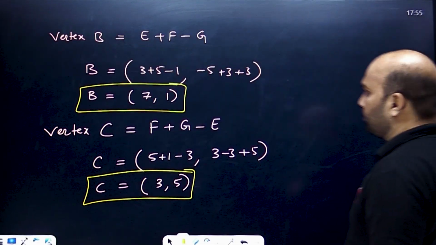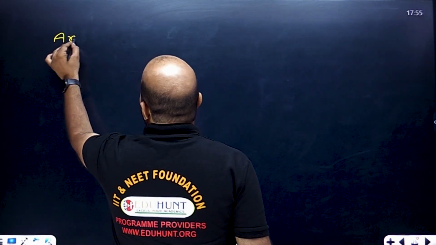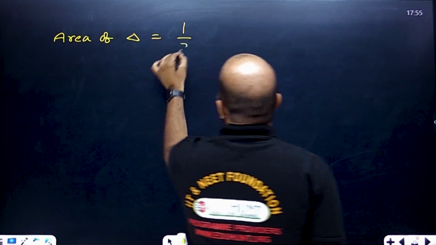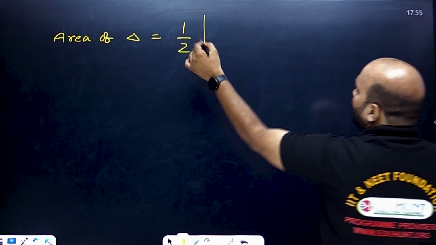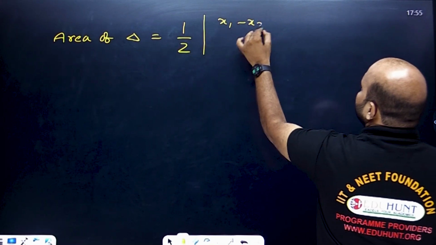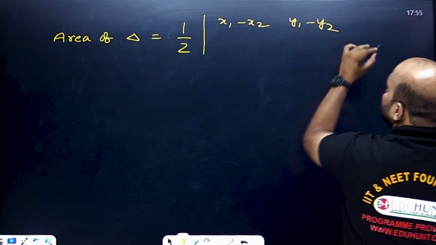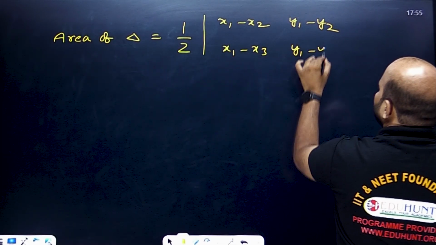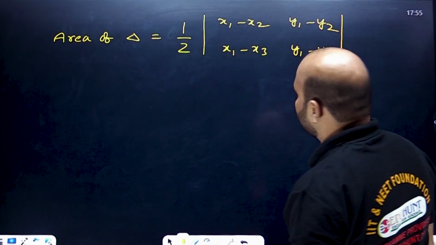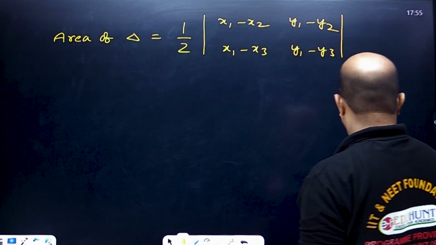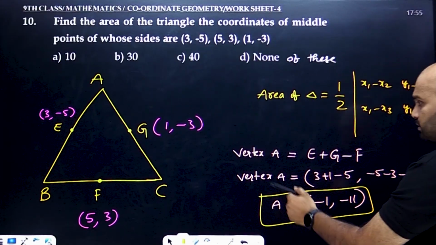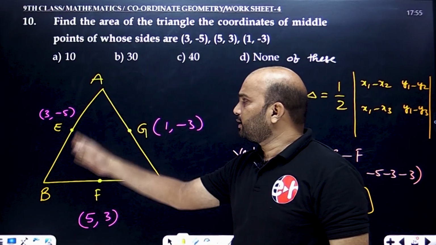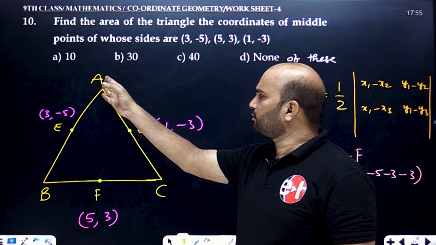So what is the area of triangle formula? Area of triangle equals half the determinant of the matrix with first row x1 minus x2, y1 minus y2. What is the second row? x1 minus x3, y1 minus y3. Am I clear? So clearly we need to observe. If it is asking for the area of the triangle, we need to find the vertices of A, B, C. We don't know the coordinates of A, B, C.